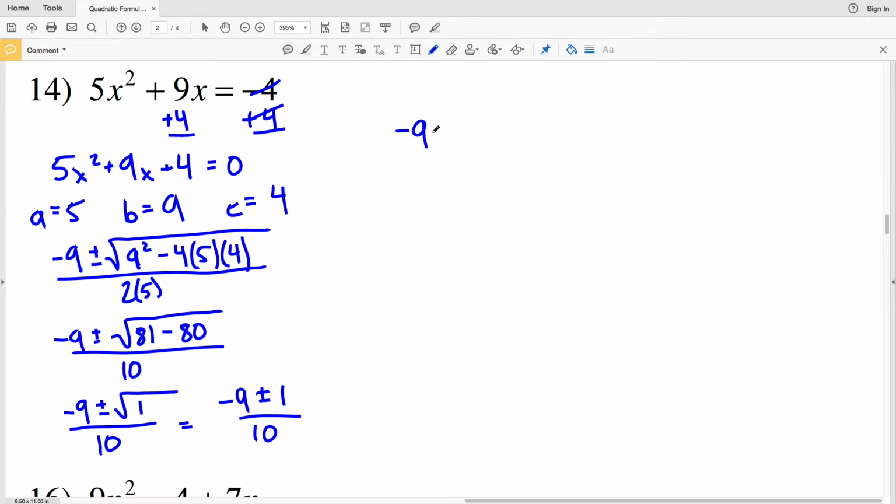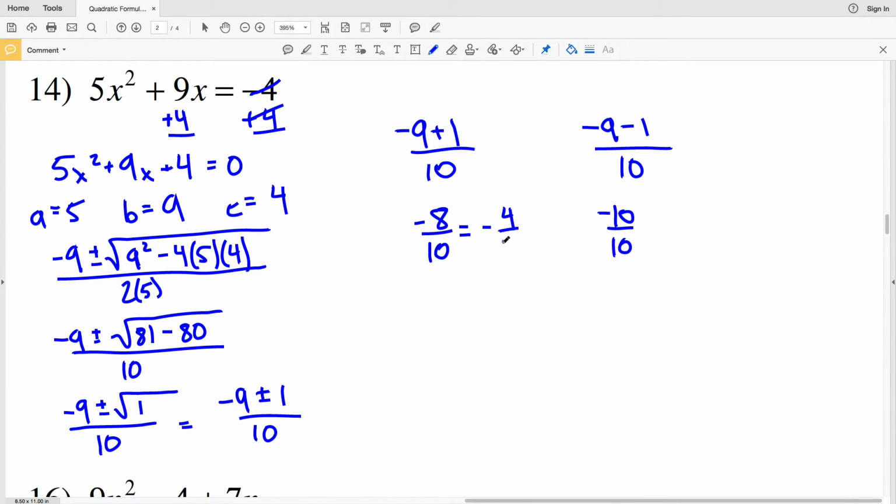So I'll have negative 9 plus 1 over 10 and negative 9 minus 1 over 10. Negative 9 plus 1 is negative 8 over 10, and negative 9 minus 1 is negative 10 over 10. Negative 8 tenths can be simplified since both are even numbers. We'll divide both by 2 to get negative 4 fifths. And 10 goes into 10 evenly. Negative 10 divided by 10 is negative 1. So my solutions in number 14 are negative 4 fifths and negative 1.